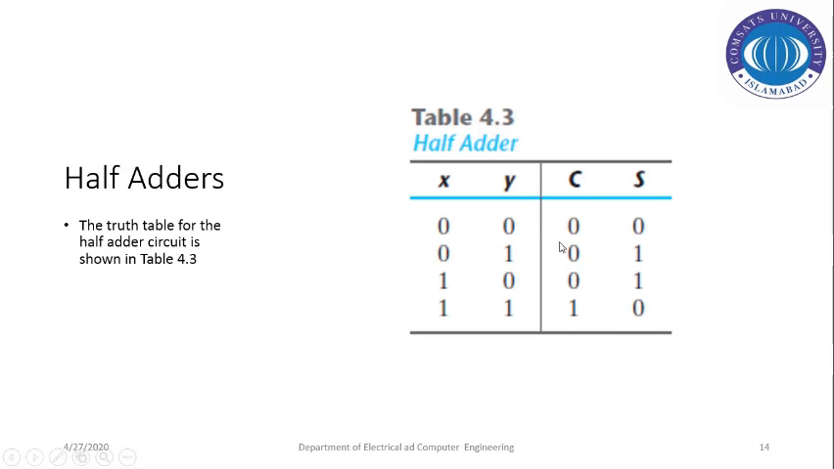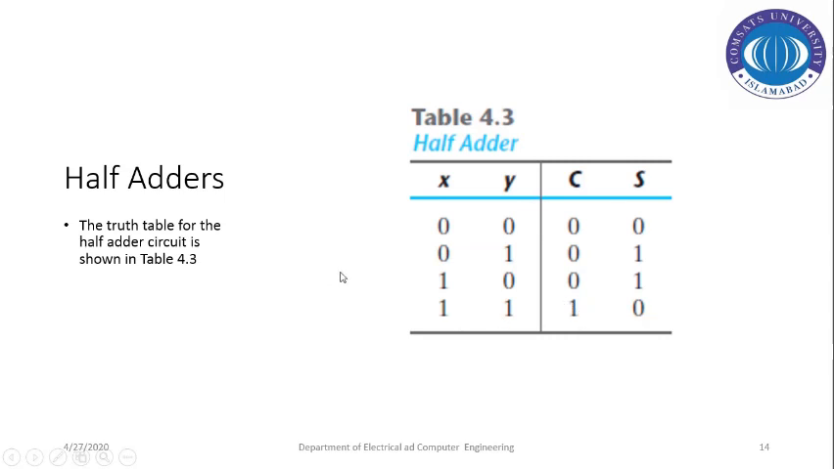Now coming to the second step, the truth table, which is represented in table 4.3. If 0 is added with 0, we get sum 0 and no carry is produced, so C is also 0. If 0 is added with 1, the sum is 1 and the carry is 0. The important case is if 1 is added with 1, in that case the sum is 0 and a carry is produced at the output.